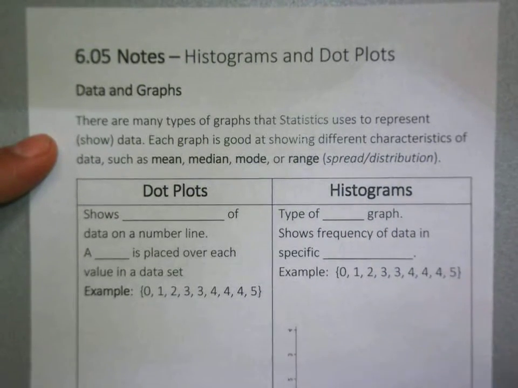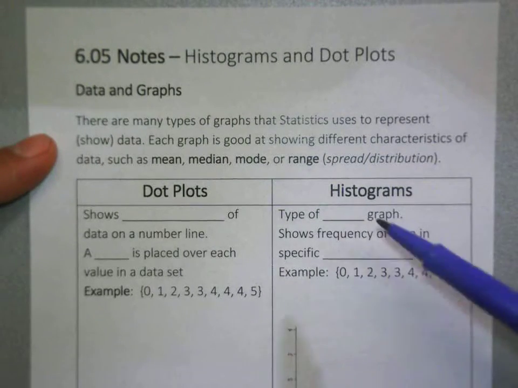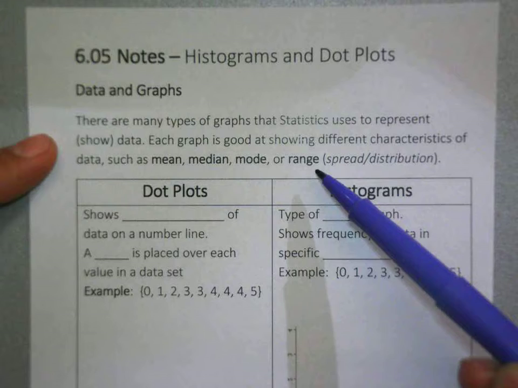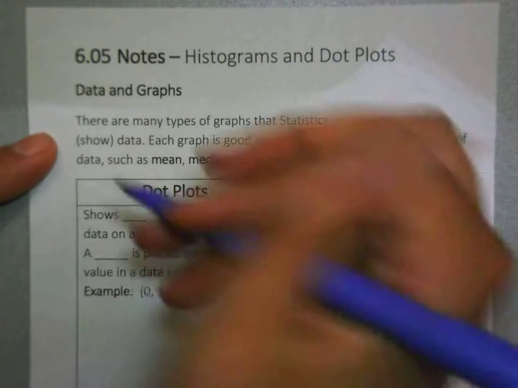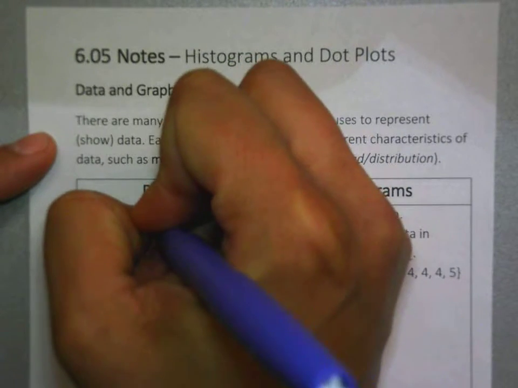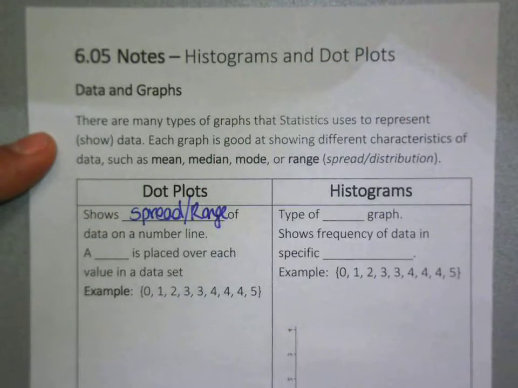Now, while I'm creating my dot plots and histograms, I want you to think to yourself, which of these measures of center or spread can you easily see as I construct my graphs? So dot plots. Dot plots show the spread or the range of data on a number line.